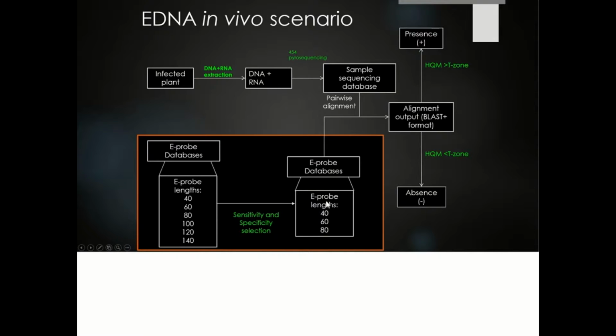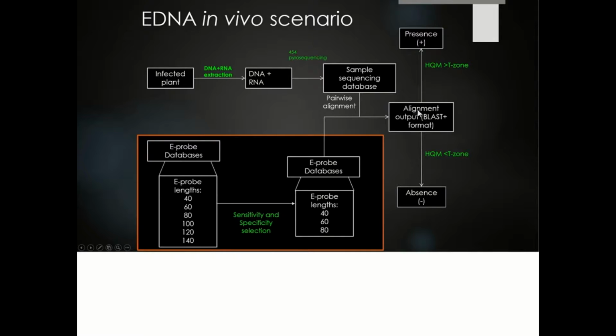We end up selecting 40, 60, and 80 nucleotides in length EPROBs. After this, we have the pairwise alignment, which we would usually use prior to any analysis of data from any sample. So this would be the BLAST.